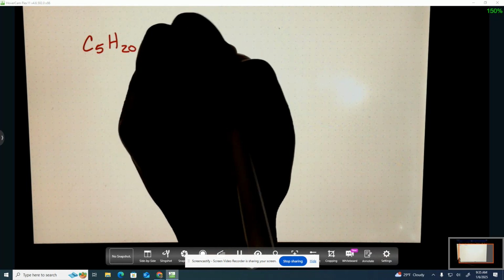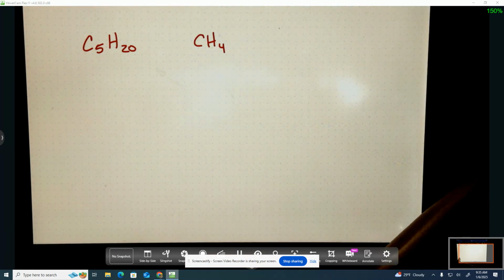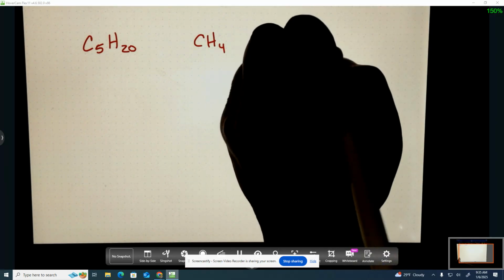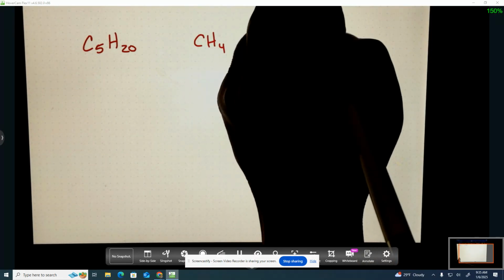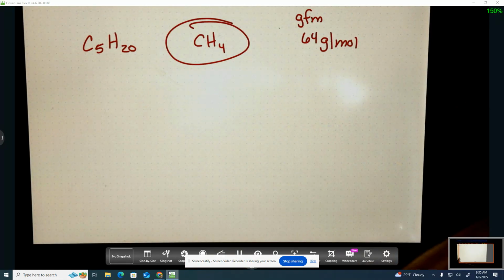C1H4, good. Or they can say, you have a compound with a gram formula mass or molar mass of 64 grams per mole. And they tell you the empirical formula. Can you give me the molecular formula for that? What do I have to do?